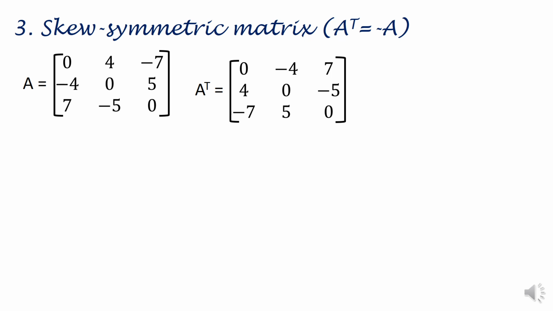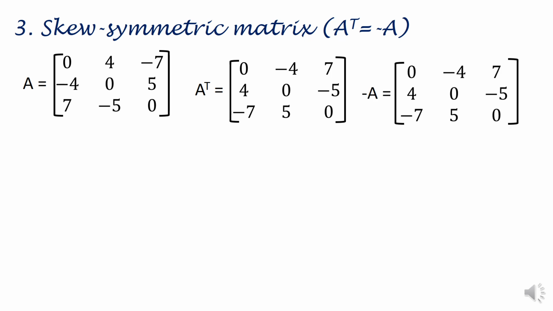Also, find out the negative of A. Now, the negative of a matrix is obtained by changing the signs of each and every element. For example, observe A. In the first row, the elements are 0, 4 and minus 7. So, in minus A, you would get 0, minus 4 and 7. Similarly, in the second and the third row, the signs of the elements are changed. Thus, we get minus A.